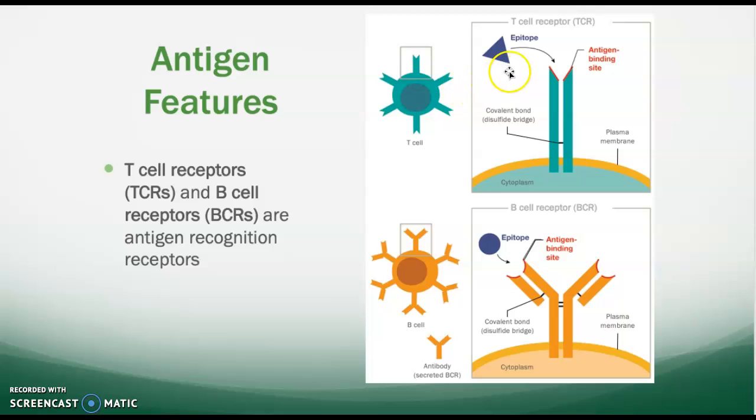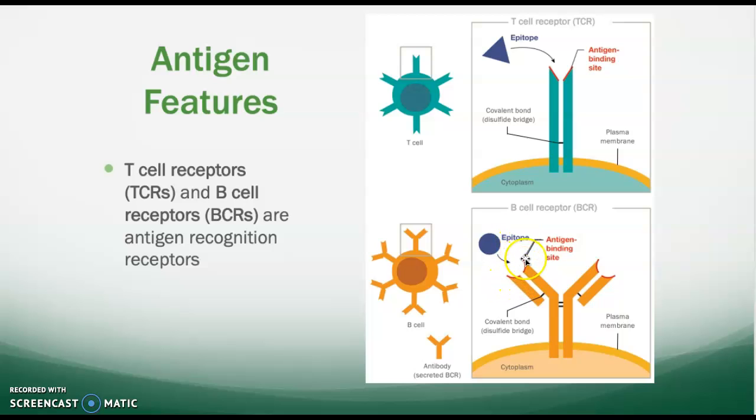So if you look over here, we have an epitope, which is just a part of an antigen that is shaped, in this case, like a triangle, and we can see that we have a T cell receptor, so a T cell that actually has an antigen binding site that matches the shape. So this particular T cell is only going to recognize a specific epitope that looks like this. This is true for B cells as well.